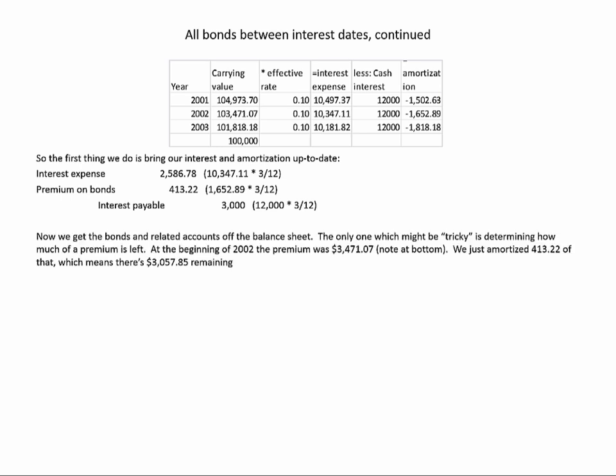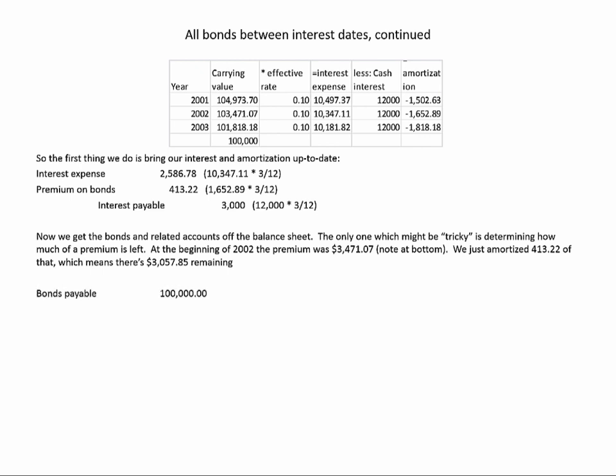Now we need to get the bonds and related accounts off the balance sheet. There's only one thing that might be a little tricky here, and that's dealing with the premium. Most of these accounts are very straightforward. At the beginning of 2002, again, looking at the 2002 line on the amortization table, there was apparently a premium of $3,471.07 at January 1st, 2002. We just got finished amortizing $413.22 of that.